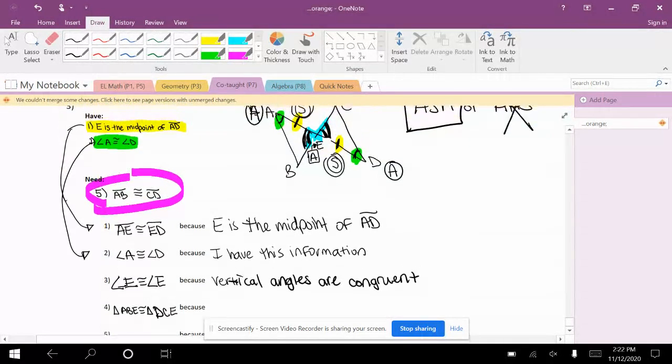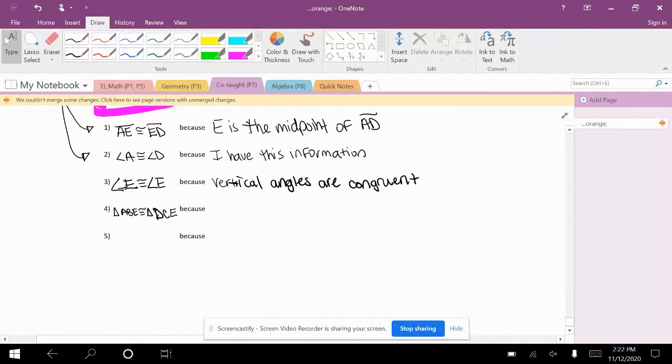So this is because we have angle, side, angle, triangles are congruent.